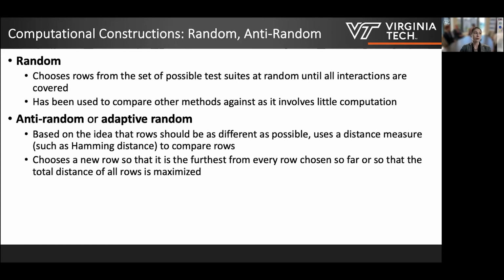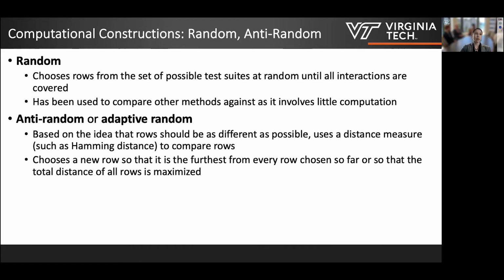Anti-random or adaptive random is based on the idea that rows should be as different as possible, and it uses a distance measure, such as Hamming distance, to compare rows. So it chooses a new row so that it's furthest from every row chosen so far, or so that the total distance of all rows is maximized.